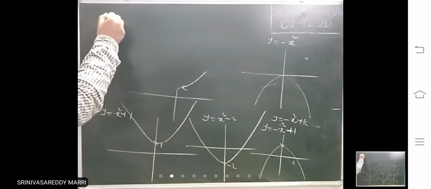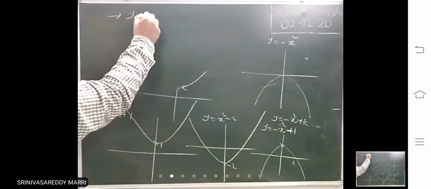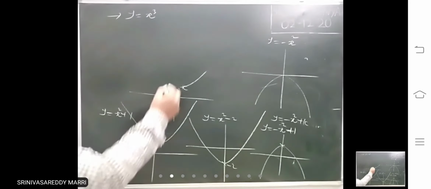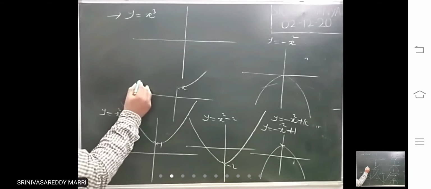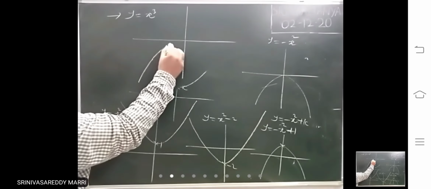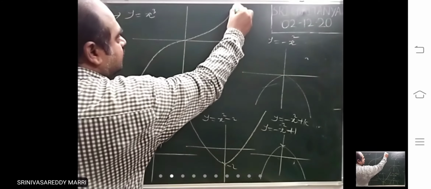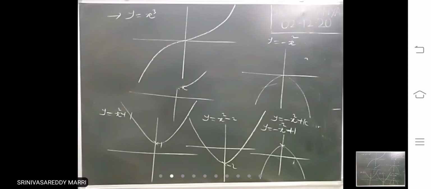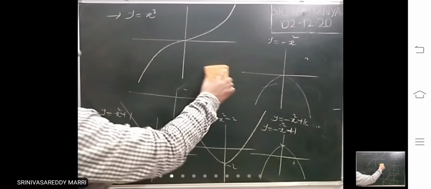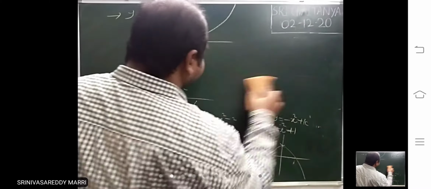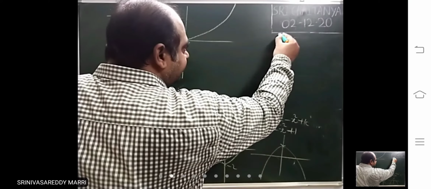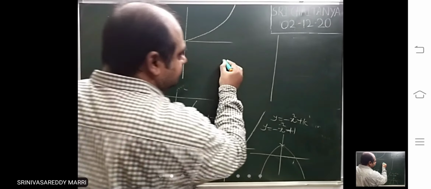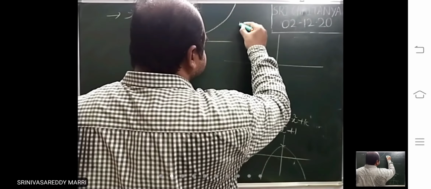Suppose another graph is there that you will get regularly: y equal to x cube. y equal to x cube will be like this S shape. Okay. Whenever you get y equal to x cube, you draw it like this S shape. This is the one, right? So minus x cube will be like this.